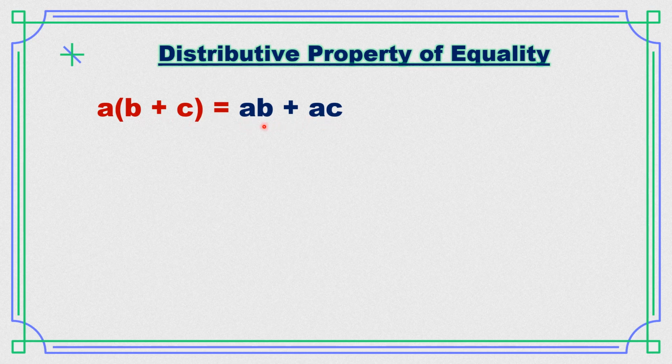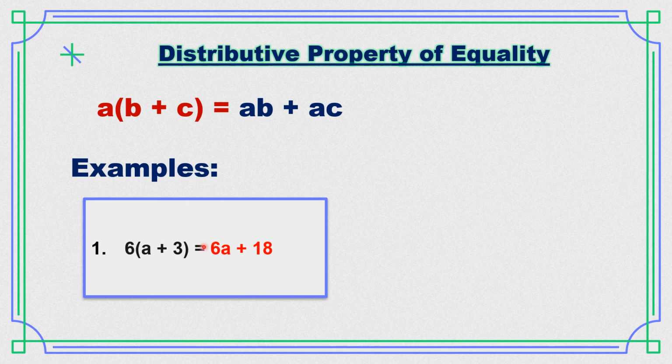So, paano nakuha natin yung AB plus AC? So, dinistribute natin si A kay B at si A kay C. So, pag ginawa natin, A times B, AB, plus A times C is AC. So, example po niyan. So, number 1, 6 times the quantity of A plus 3 equals 6A plus 18.